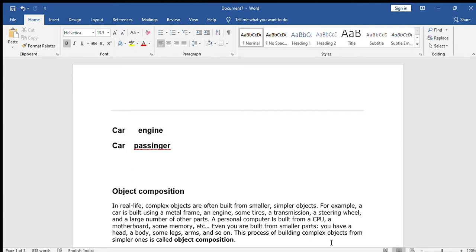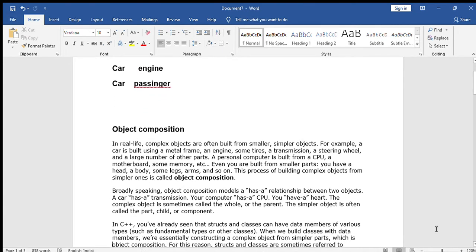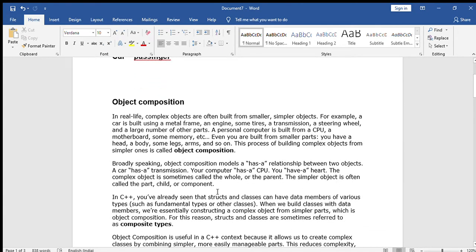Object composition is a process of building complex objects from simpler ones. Object compositions are made with has-a relations. Broadly speaking, object composition models a has-a relation between two objects. A car has a transmission. Your computer has a CPU. You have a heart. The complex object is sometimes called the whole or the parent. The simpler objects are often called part, child, or component.